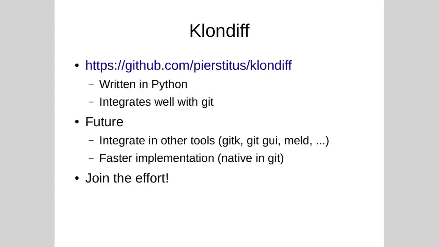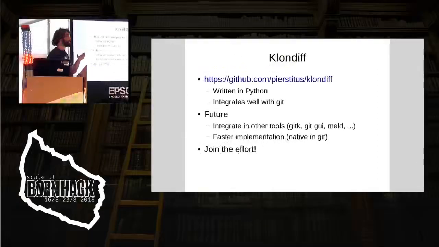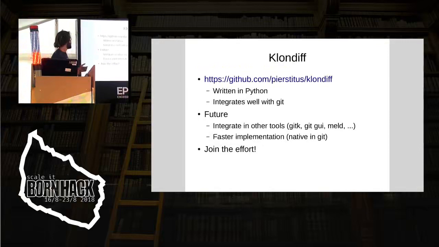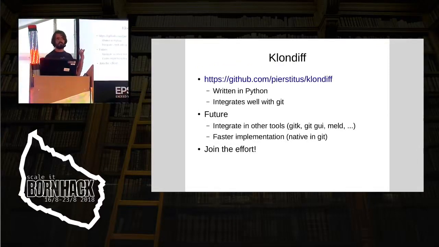So I called it Klondike Diff. Klondike is a version of Patience, so I thought it matches. It's written in Python now. It integrates well in Git as an external diff tool. It's a lot slower than the internal diff tool in Git, so that could be improved, but waiting a second for a bunch of patches is also not a huge problem.